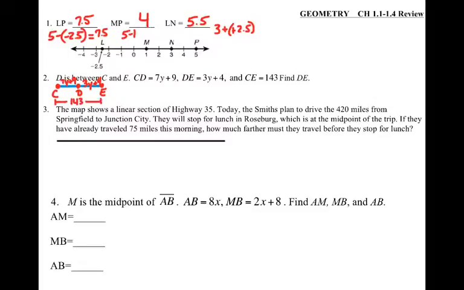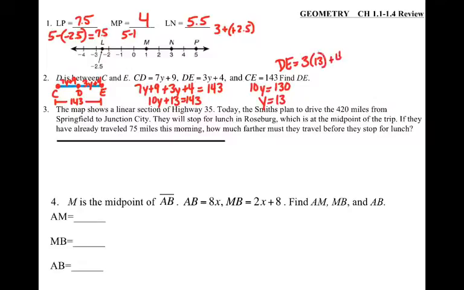Okay, so you draw segment CE, put D between them, and then label each part. And you know the whole thing is 143. So then you're going to use your segment addition postulate that says part plus part equals whole. So CD plus DE equals CE. So then you're going to say 7y plus 9 plus 3y plus 4 equals the whole thing of 143. And then you just solve the equation. Combine your like terms, bring your 13 over, divide by 10.